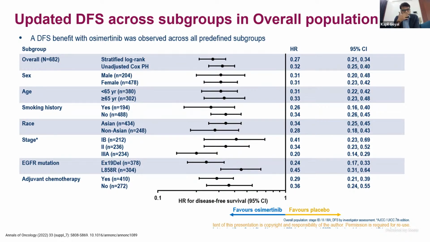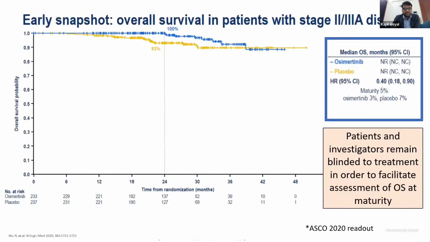Across all stages, 1B, 2, and 3A, we see the 3A patients had disproportionately higher benefit. Benefit was more in exon 19 deletion. It was slightly lesser in L858R mutation patients.